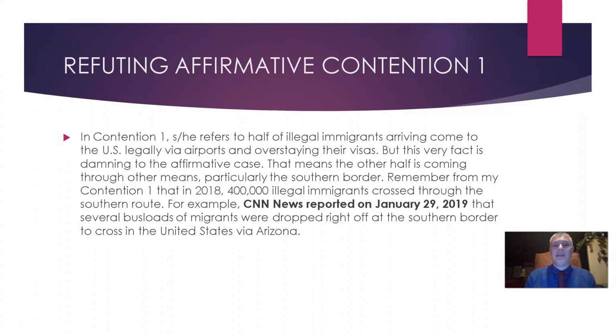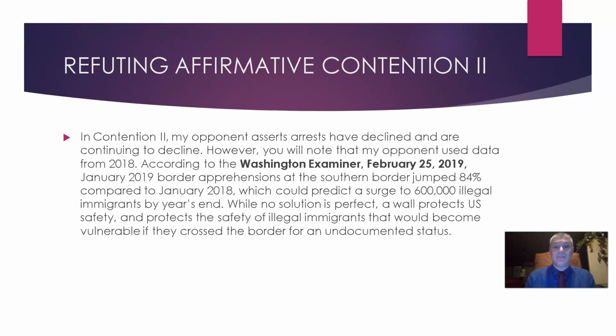In contention 1, she refers to half of illegal immigrants arriving coming to the U.S. legally via airports and overstaying their visas. But this very fact is damning to the affirmative case. That means the other half is coming through other means, particularly the southern border. Remember from my contention 1 that in 2018, 400,000 illegal immigrants crossed through the southern route. For example, CNN News reported on January 29, 2019, that several busloads of migrants were dropped right off at the southern border to cross in the United States via Arizona.